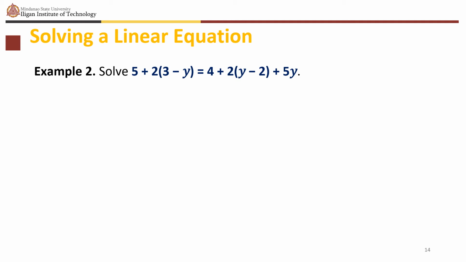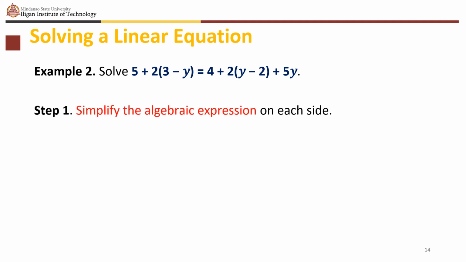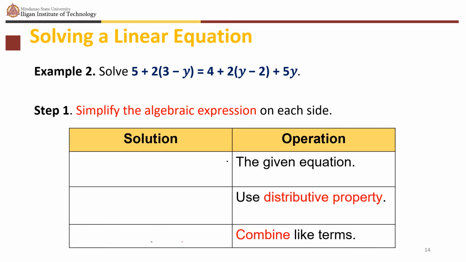Now let's have another example. Solve 5 plus 2 times the quantity 3 minus y closed quantity is equal to 4 plus 2 times the quantity y minus 2 closed quantity plus 5y. So the first step is to simplify the algebraic expression on each side. So say the given equation is this: 5 plus 2 times the quantity 3 minus y equals 4 plus 2 times the quantity y minus 2 plus 5y.